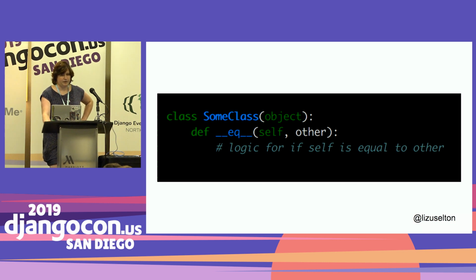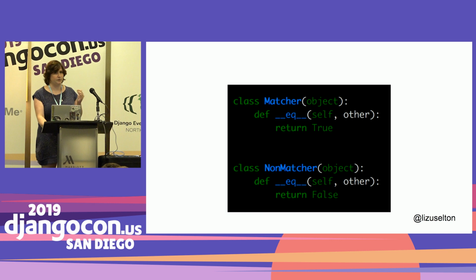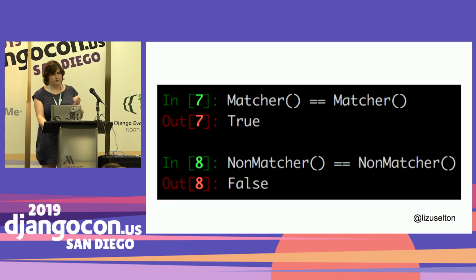This is the Dunder equals method, and it is a thing that you override in a class if you want to compare equals in a custom way. You check how self relates to other. So we're going to make an object that has an overridden equals matcher, and it's true all the time, and one that's non-matcher, and it's false all the time. So matcher equals matcher, and that's always true, and non-matcher doesn't equal non-matcher, and that's always false. So it's great. Everything makes sense so far.